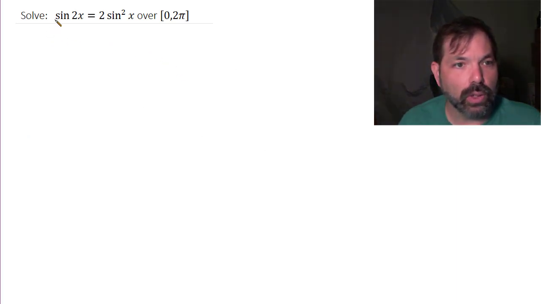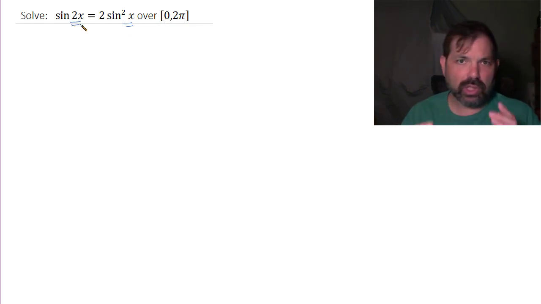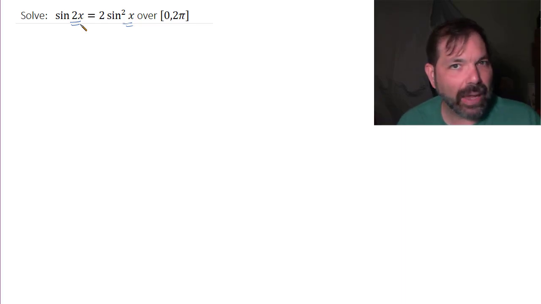Alright, so here we're asked to solve sine 2x is equal to 2 sine squared x, again over 0 to 2 pi. Now, the issue with this situation is, see how on the right-hand side I have the square of sine x. The argument is x. But here, on the left-hand side, the argument is 2x. Since those arguments don't match up, I have difficulty. I can't use just algebra to solve this.